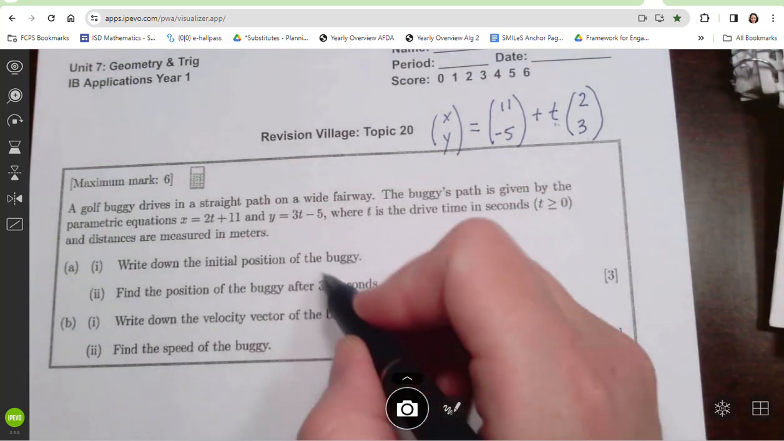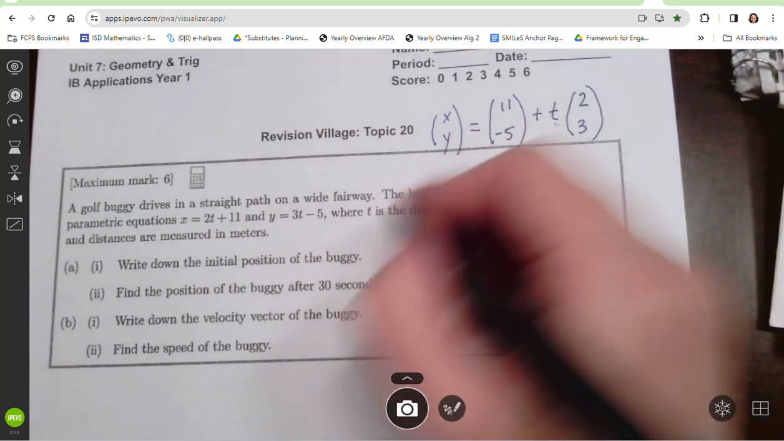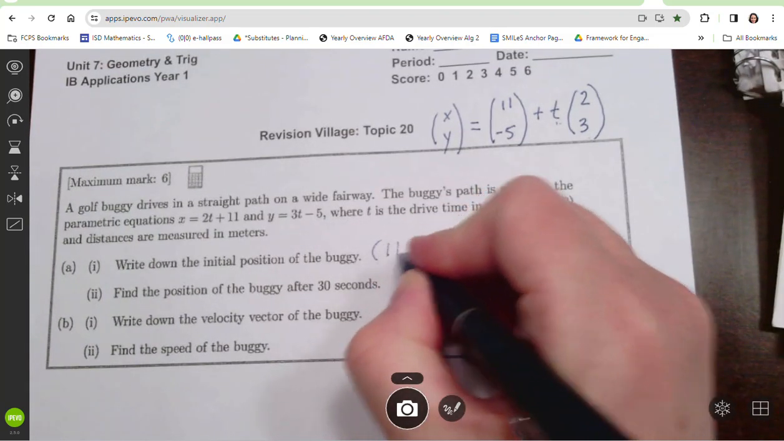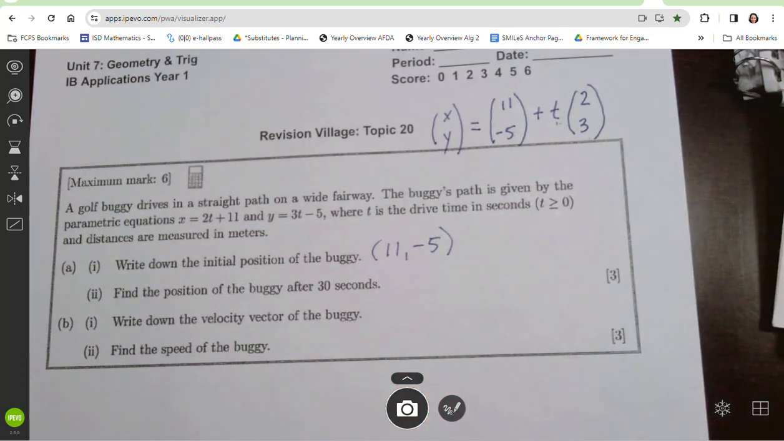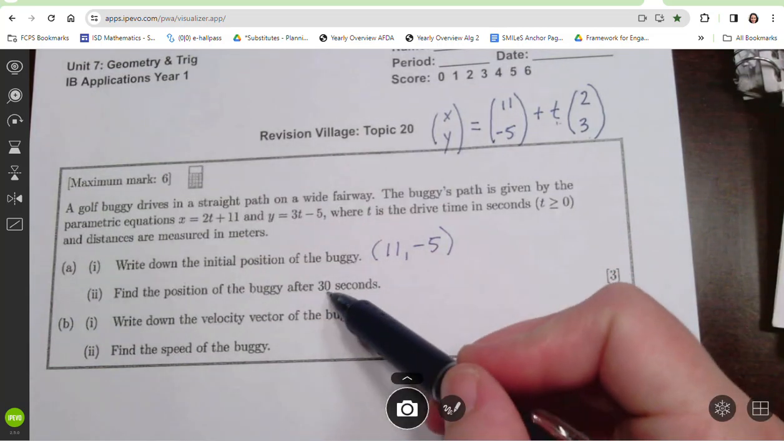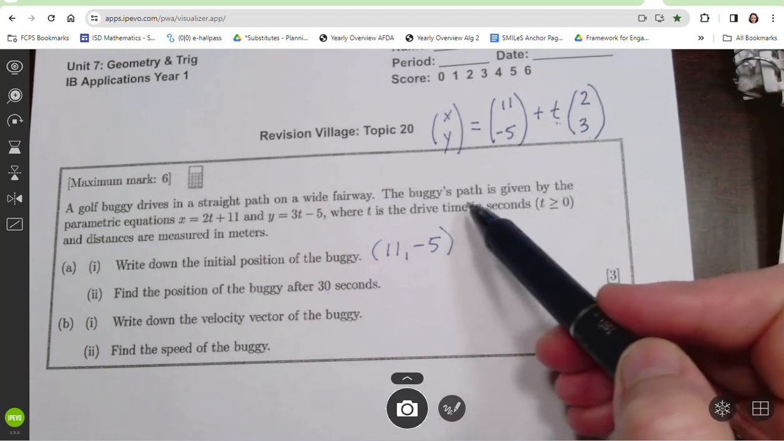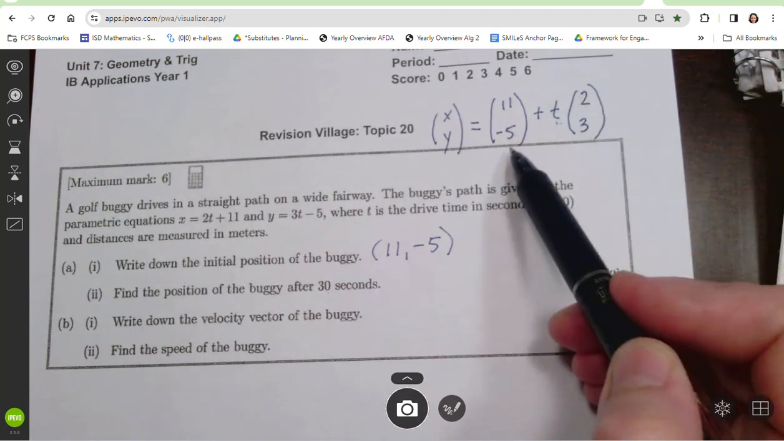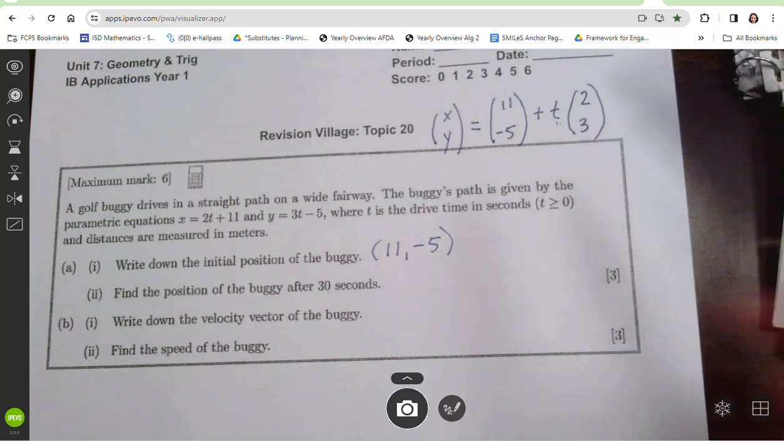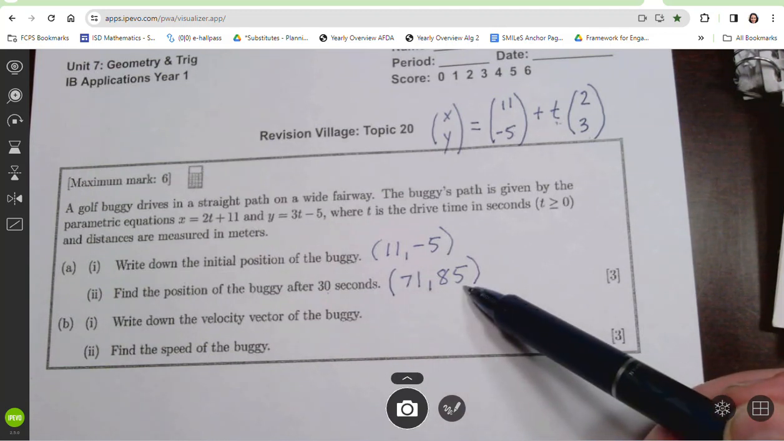So to write down the initial position of the buggy, once you have your parametrics rewritten as a vector equation, you can see the initial position is (11, -5). To find the position of the buggy after 30 seconds, we're just going to substitute 30 for t. You can do that in either the vector or the parametric equations. When you substitute 30 for t, you'll have 11 plus 30 times 2, and then negative 5 plus 30 times 3. So make sure that you've written down your steps for determining the position after 30 seconds.